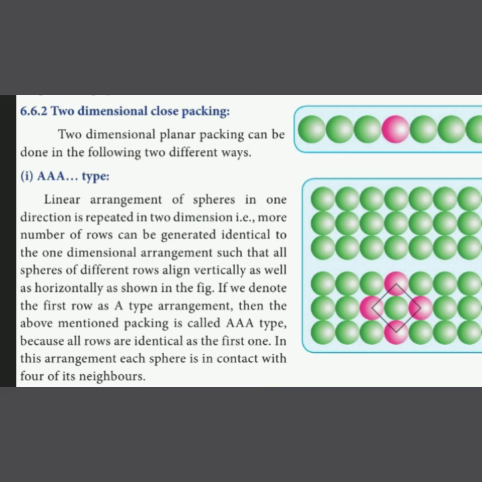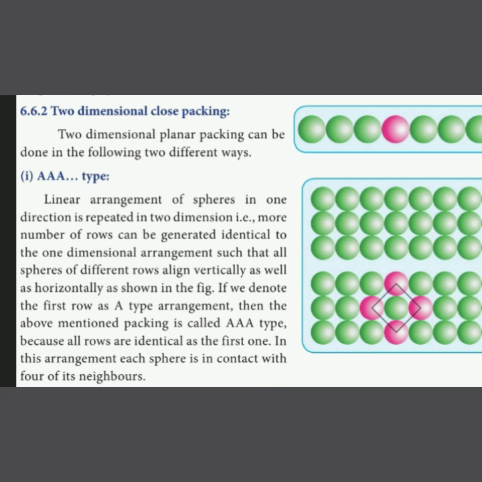The linear arrangement of spheres in one direction is repeated in two dimensions, so the horizontal rows and the vertical rows are all equal. More rows can be generated identical to the one-dimensional arrangement, such that all spheres of different rows align vertically as well as horizontally. This one is very important. The arrangement of spheres in a horizontal row is identical with the arrangement of spheres in the vertical side.